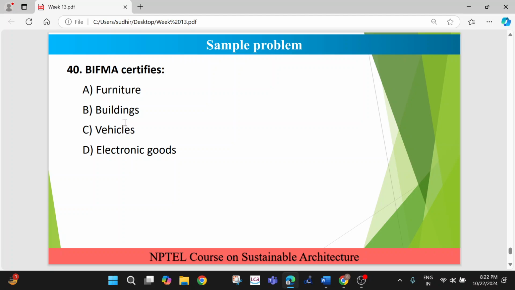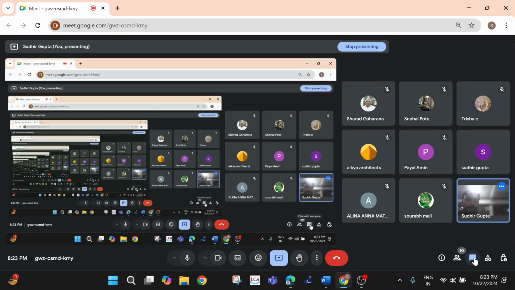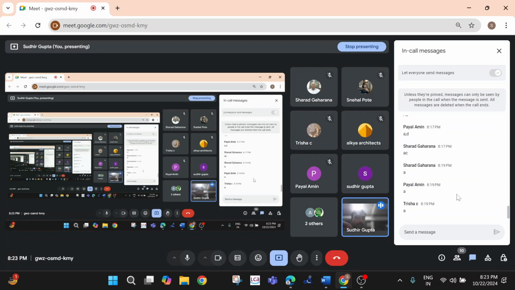What is the full form of BIFMA? So whoever are able to answer to this question as well, they can type their answer in the chat box. What is the full form of BIFMA in context of this certification of furnitures or products? Let's see how many of you can answer it correctly. BIFMA.